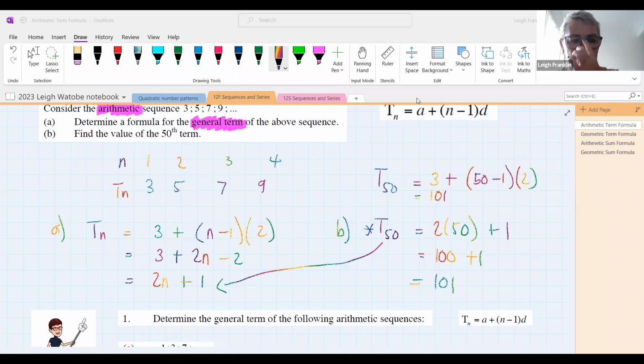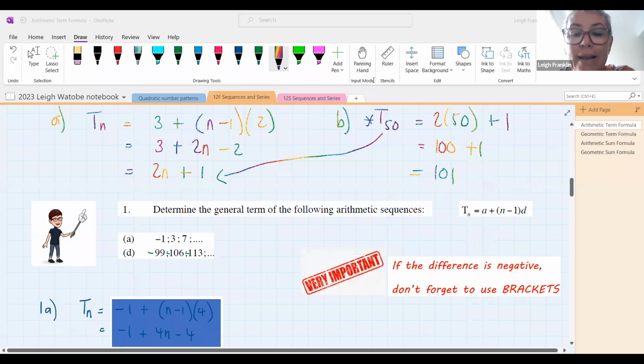Good, I hope it's making a little bit more sense to you now. All right, so it's just a new formula, but the whole idea is actually just the same as everything that we've already previously learned. Okay, so let's go on.